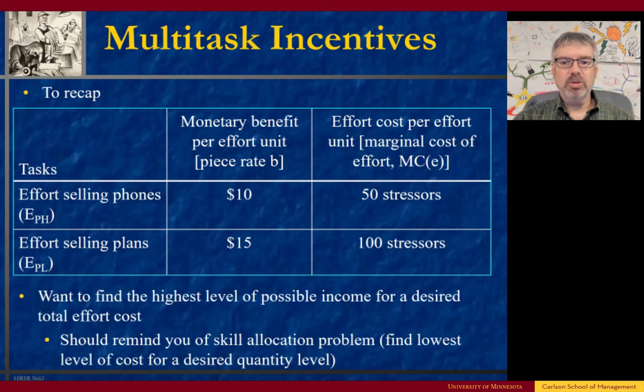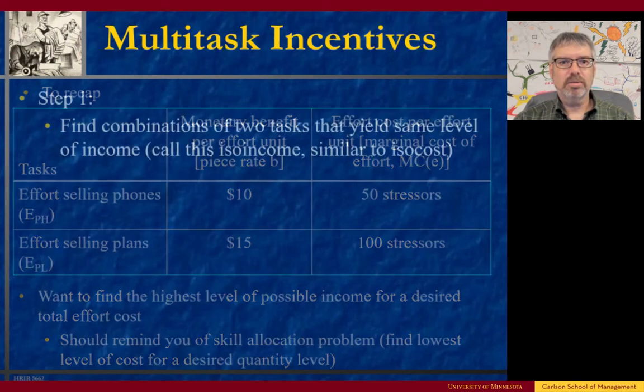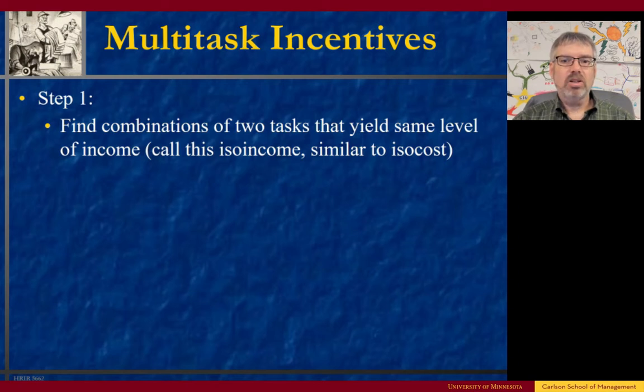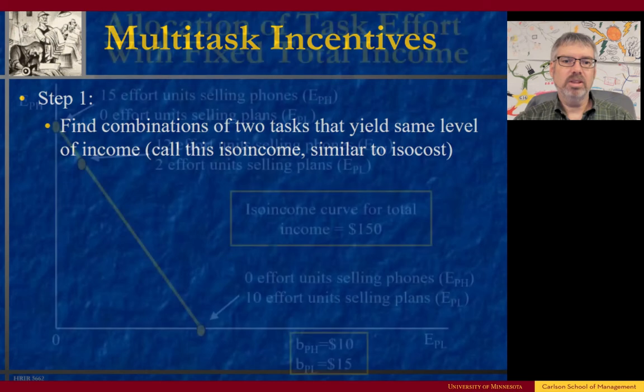Right, this again is an optimization problem. It's similar to what we did with isocost and isoquant, although we're going to flip it around a little bit, and we want to figure out what's the highest benefit we can get for a certain cost, rather than the opposite, which is what we did with isocost and isoquant. Okay, so similar to an isocost curve, we're going to find something that I'm going to call an iso-income curve. Remember, iso means equal.